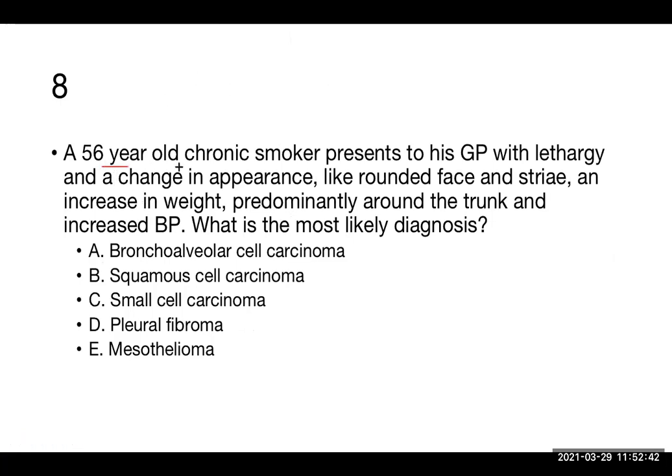A 56-year-old chronic smoker presents to his general practitioner with lethargy and a change in appearance, like a rounded face and striae, increase in weight, predominantly around the trunk, and increased blood pressure. See this. What is the most likely diagnosis? Now, please analyze this clinical feature and make the clinical diagnosis first, okay? Then only you can go for etiological diagnosis.